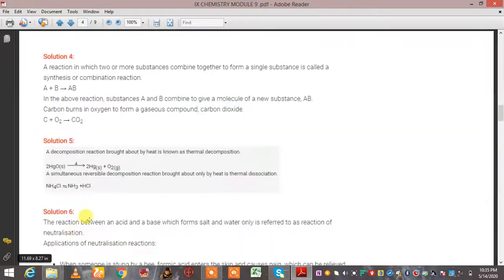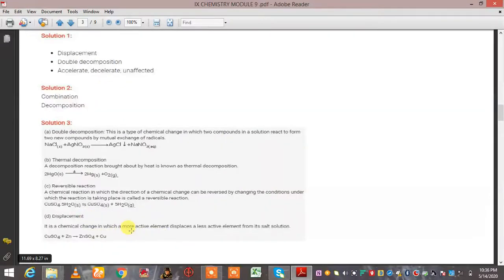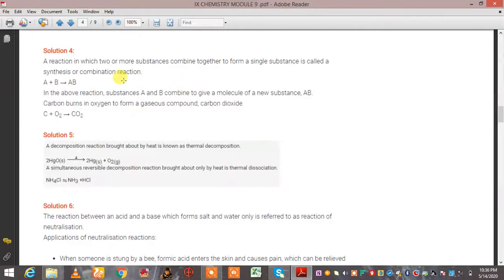Displacement: it is a chemical change in which a more active element displaces a less active element from its salt solution. Next is a reaction in which two or more substances combine together to form a single substance, called synthesis or combination reaction. This is the answer number 4. And in the above reaction, A and B combine together to form AB.